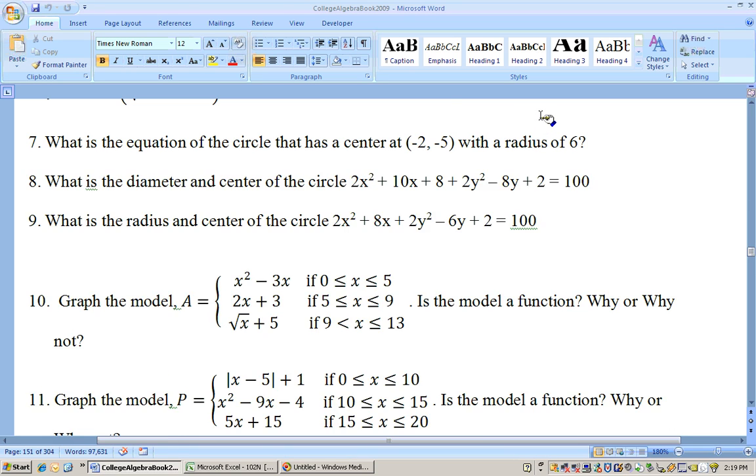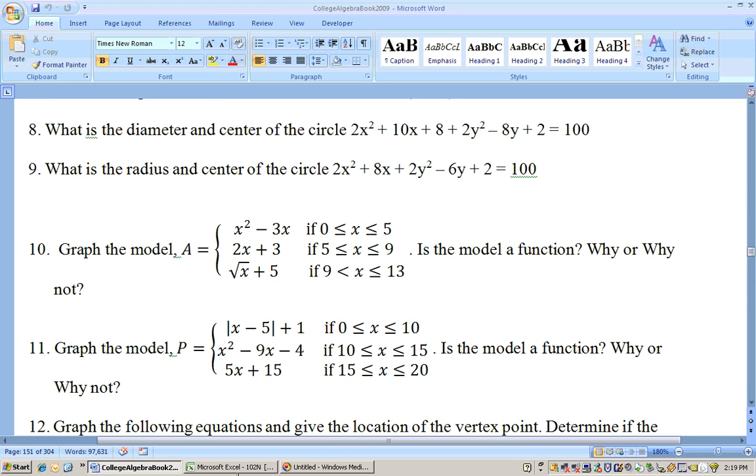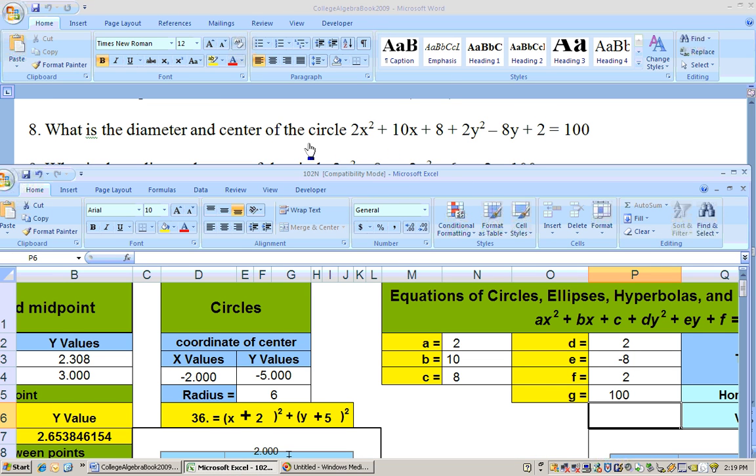Now on problem 8, it wants the diameter and center of this circle. So this is not in standard form, so we'd have to put in our coefficients going through here. So your A would be 2, your B is 10, your C is 8. Then your D is your number in front of the y squared, which is 2. Your E is -8. Your F is 2, and the constant on the other side is 100.